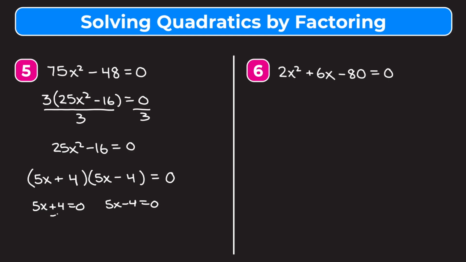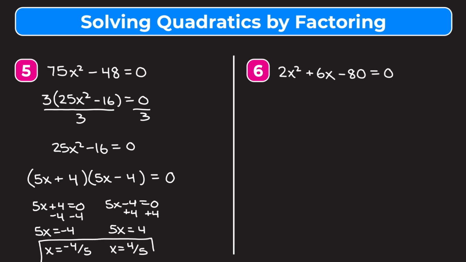Solving the left equation, we can subtract 4 from both sides, so we get 5x is equal to negative 4. And we can divide both sides by 5 to get a solution of x is equal to negative 4/5. Solving our right equation, we're going to start by adding 4 to both sides. So we get 5x is equal to positive 4. And finally, divide both sides of our equation by 5 to get our other solution as x equals positive 4/5. So we get x is equal to negative 4/5 or x is equal to positive 4/5.